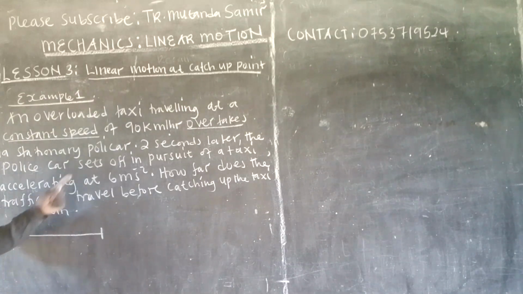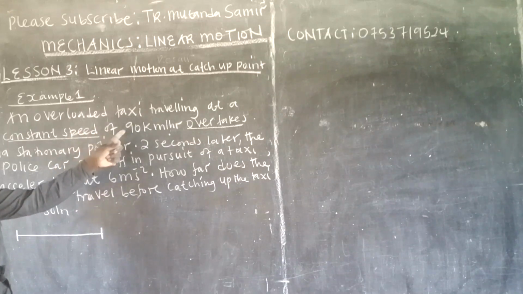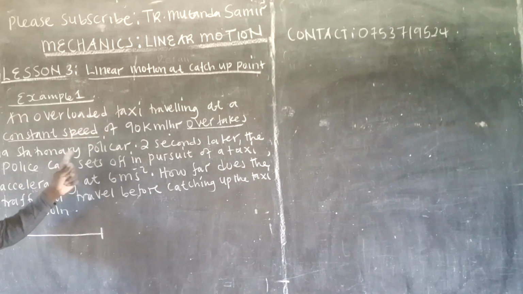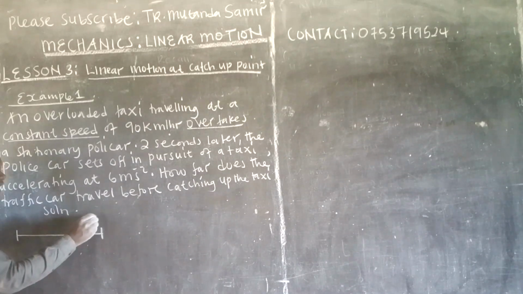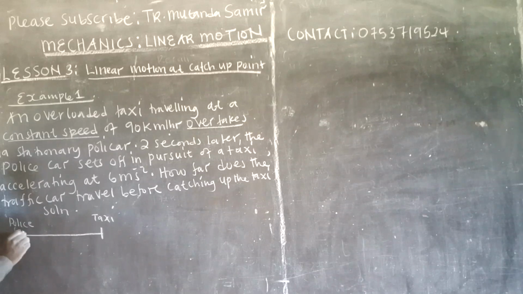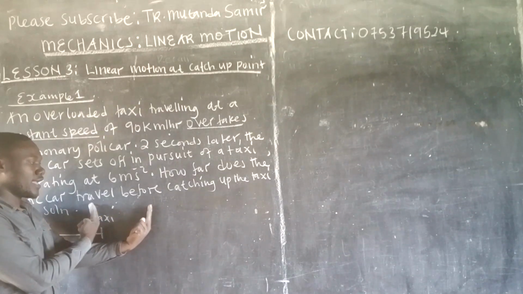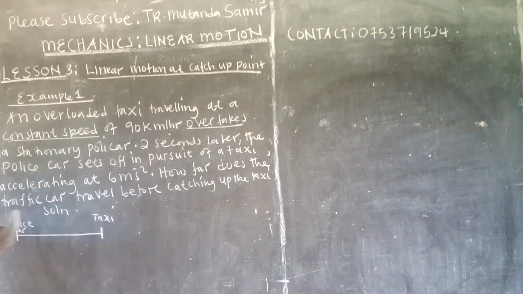Whereby now, the overloaded taxi is traveling at a constant speed of 90 kilometers per hour, overtakes a stationary police car. If the taxi has overtaken, it means that the taxi will be in front, and the police car will be behind it, because the taxi has overtaken, it is running in front. Overtake means, let's say for example, if this one is here and you are running like this, then here I'm overtaking in front. So the taxi will be in front and the police car will be behind.